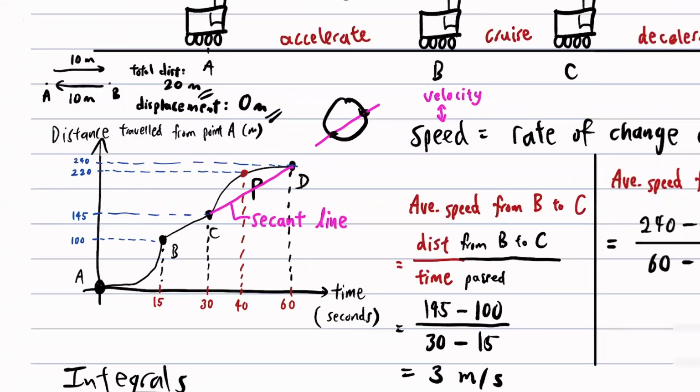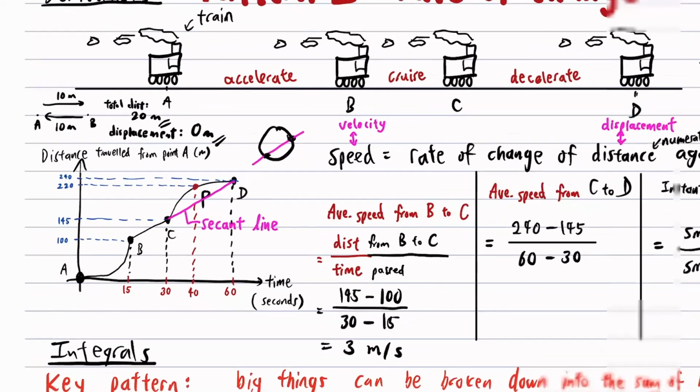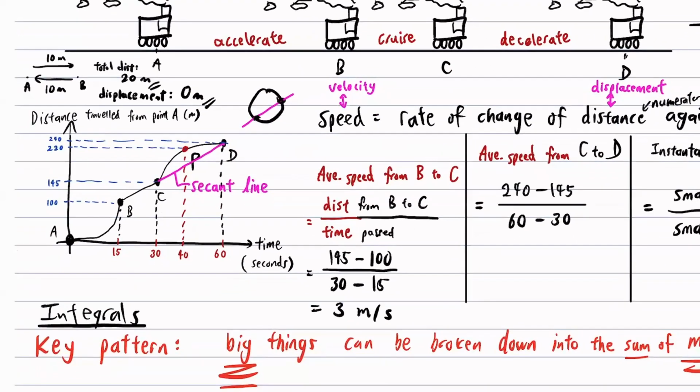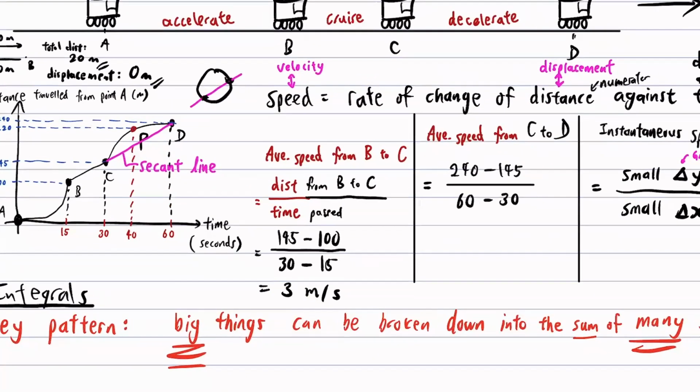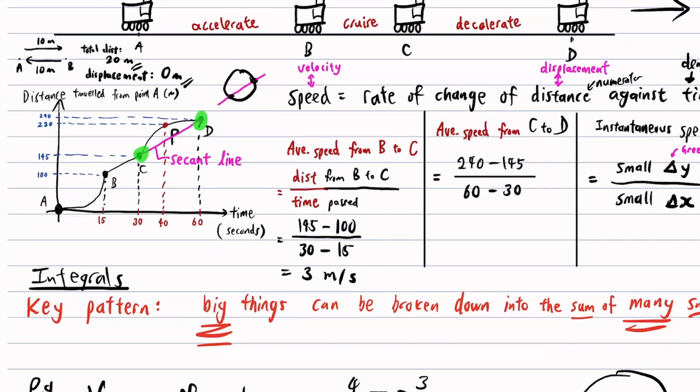Now we want to find the gradient of the secant line. Does it make sense? Gradient of secant line. It's just y1 minus y2 over x1 minus x2. In this case, 240 minus 145 over 60 minus 30. This is like the distance over time. Still the same idea, right?